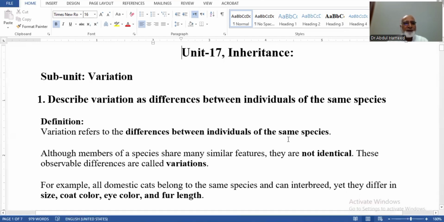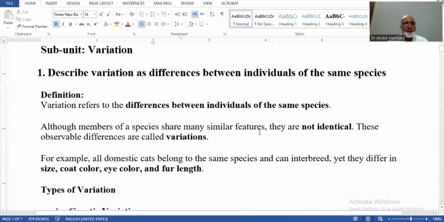So what's the definition of variation in this case? So variation refers to differences between individuals of the same species. So as we know, although members of the same species share many similar features because they have the same genetic material, they are not identical. So these observable differences are called variations.